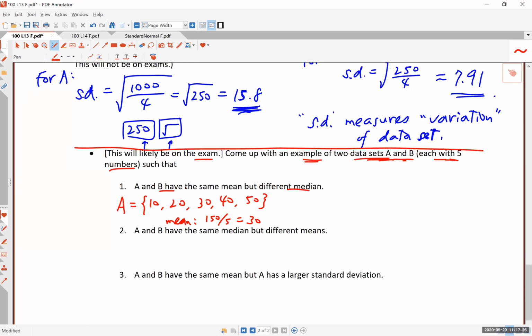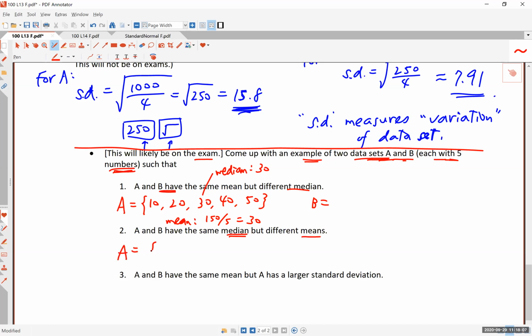Okay, can you come up with B? B is another set consisting of 5 numbers, but with the same mean and a different median. So I want the mean of the numbers in B to be 30 also, but have a different median. See if you can do that. In this case, the median, because that's the middle value, is 30, right? So try to come up with a set B so that the mean is 30 and the median is not 30.